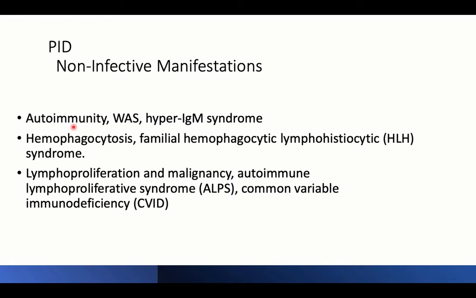So we would expect that with disorders of primary immune deficiency caused by genetic mutations, associated non-infective manifestations may include autoimmunity, and may include hemophagocytosis due to proliferation of hemophagocytic cells, presenting as hemophagocytic lymphohistiocytic syndrome.